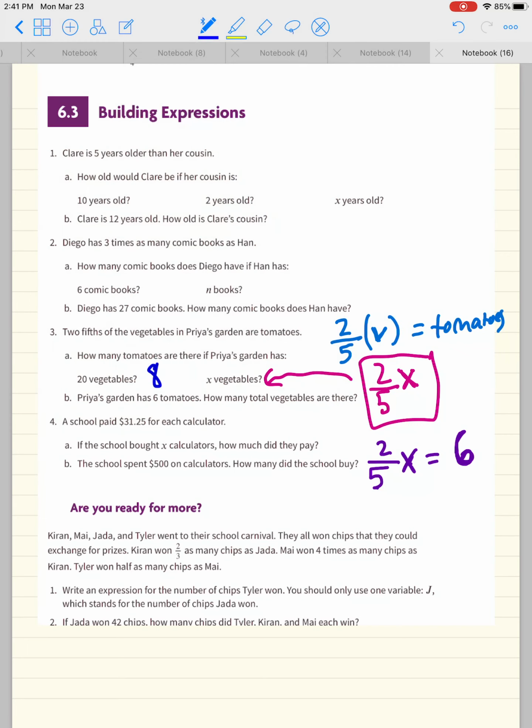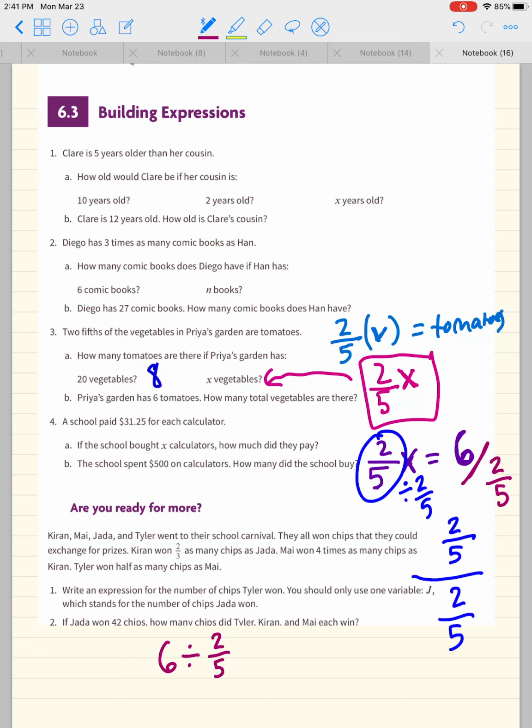So remember, we are going to have to do the opposite of multiplication, which is division. And so in order to get rid of the 2/5 in front of the x, we're going to have to divide by 2/5, which is going to look like this. 2/5 divided by 2/5. And once we do that, that's going to cancel that out. And this will just become x. But we also have to do it to this side.